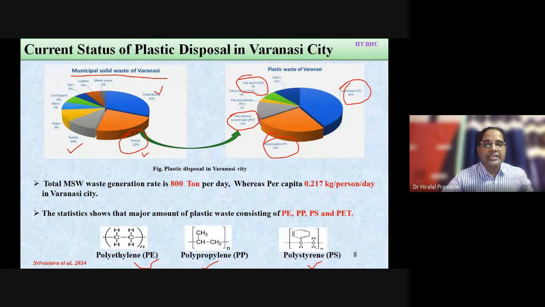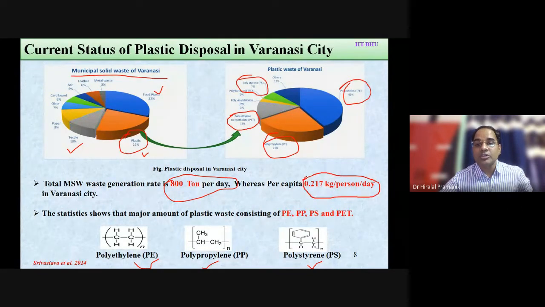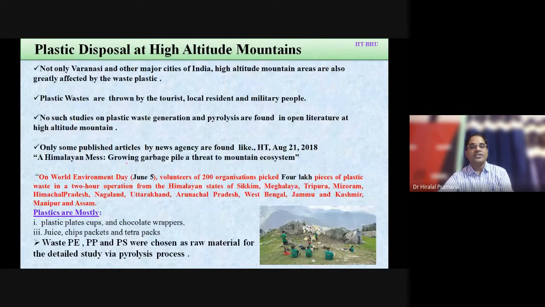If you see, this data is really scary. 800 tons per day is produced in Varanasi, and out of this, 0.217 per capita waste generation. We are not talking about plastic exactly, but MSW waste generation. So per capita waste generation is 200 grams per person per day. It's a huge amount. And then accordingly you can find out the percentage of plastic in that waste.